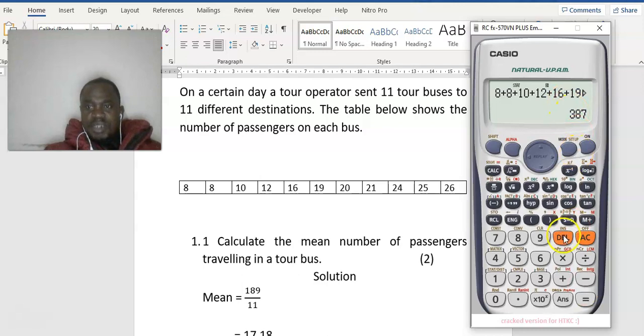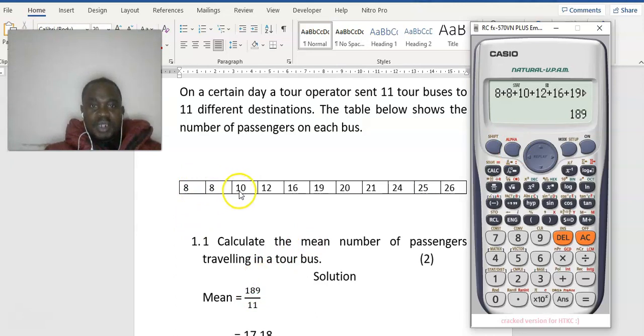It gives us this. Let me check. We have 8 plus 8 plus 10 plus 12 plus 16 plus 19 plus 20 plus 21 plus 24 plus 25 plus 26. 189. So 189 divided by total number of buses.